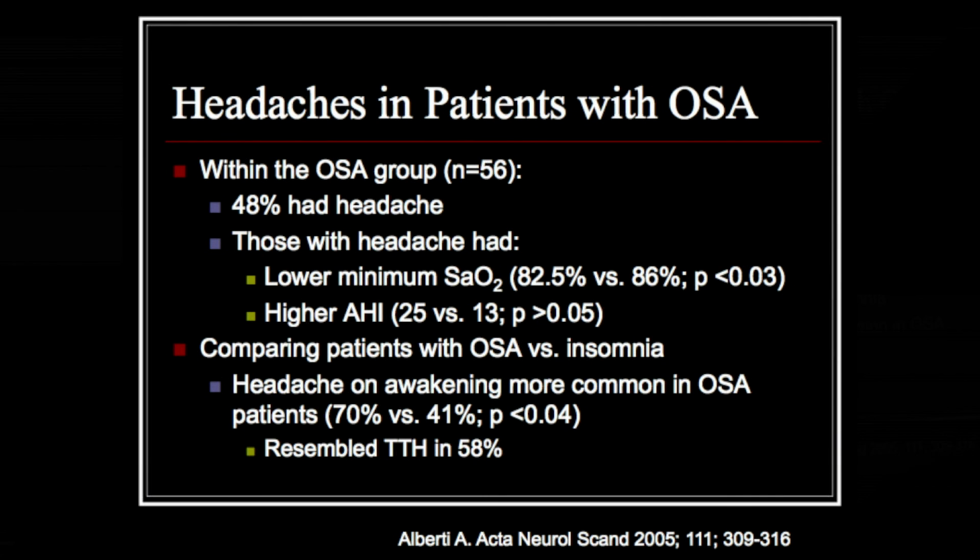Now, when you look at sleep apnea headache, in a sleep apnea group, about 48% of those people actually had headaches. Those with headaches had lower minimum SaO2s than those that did not have headaches. They also had higher apnea scores. The mean apnea-hypopnea index was 25 versus 13 in those that didn't have headaches. And comparing patients with OSA versus insomnia, headache on awakening was more common. So if you have someone with headache on awakening who is obese or snores or has observed apneic episodes at night, you may want to consider this diagnosis. And it often resembles tension-type headache.